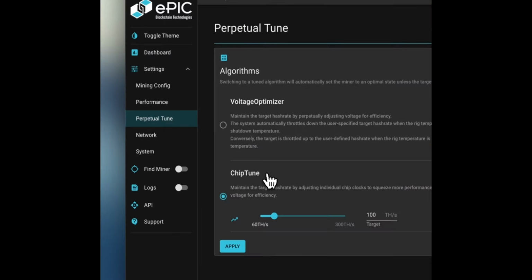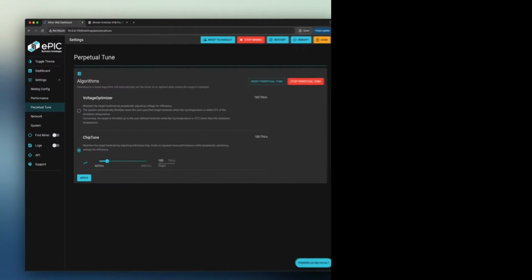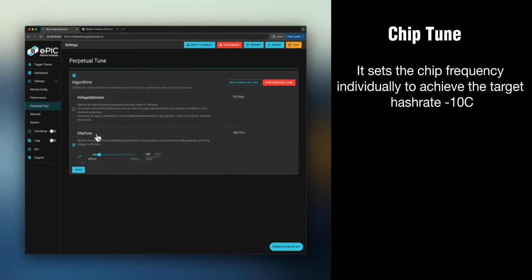Now, let's take a look at our Chiptune feature. This algorithm also adjusts chip frequency to achieve the user-specified target hash rate, beginning at -10 terahashes. It then individually tunes the frequencies of each chip to gradually reach the target hash rate. This feature proves beneficial when aiming for optimal chip performance.